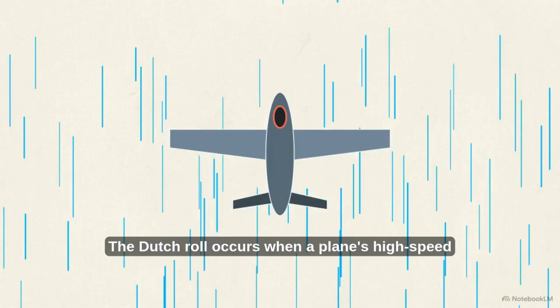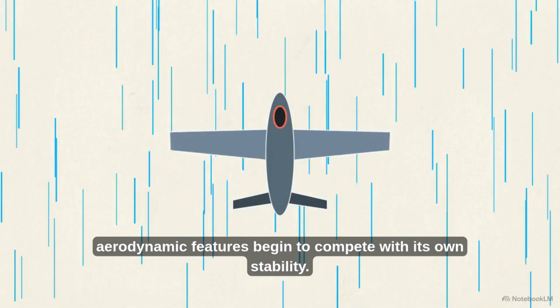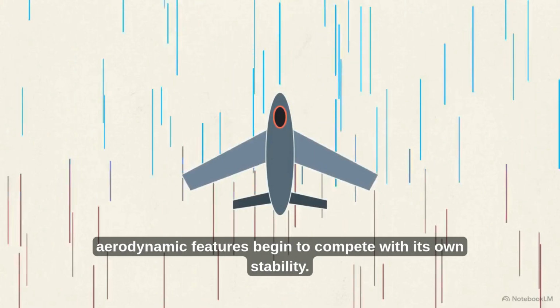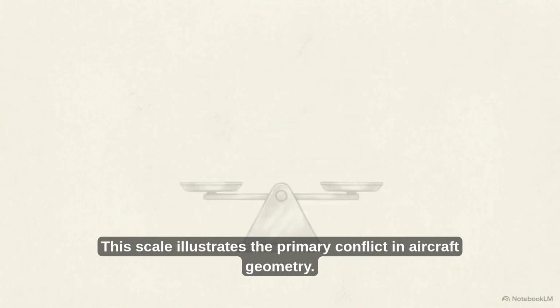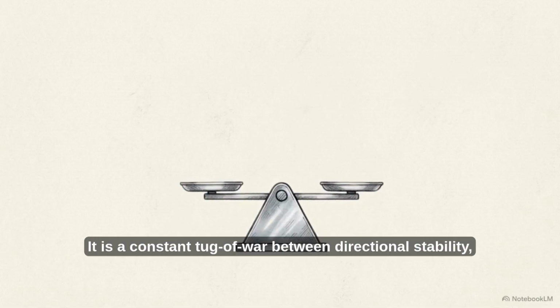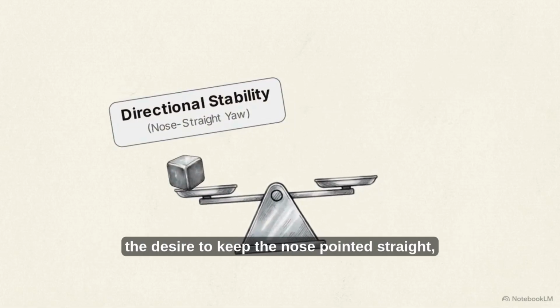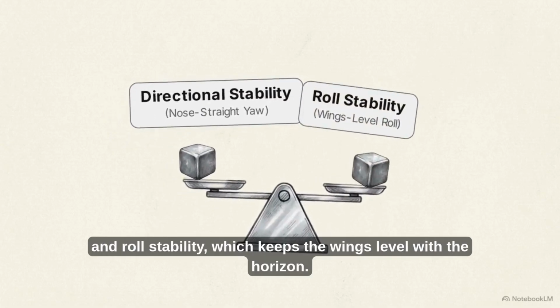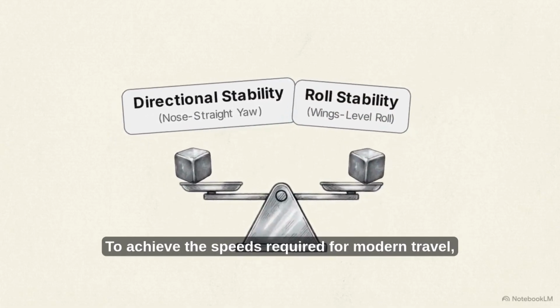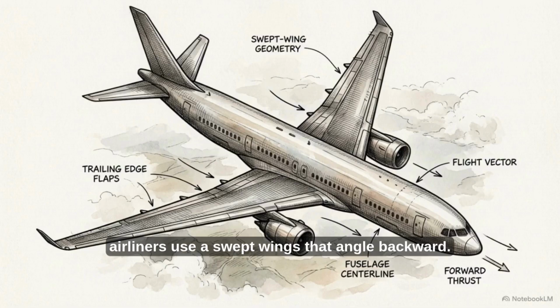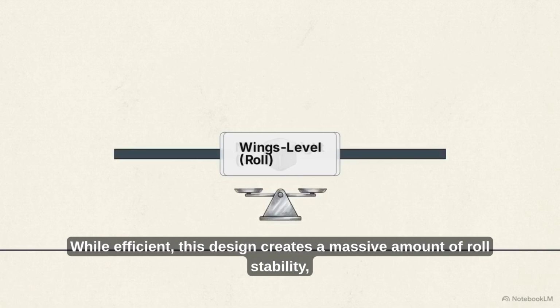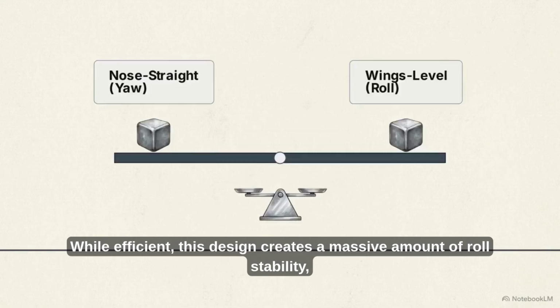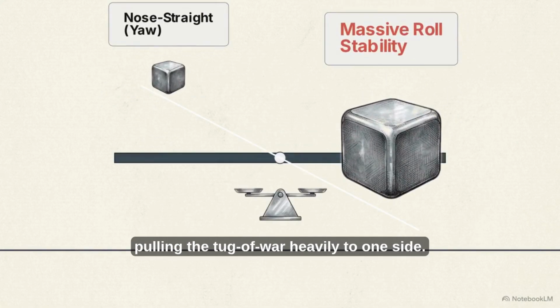The Dutch roll occurs when a plane's high-speed aerodynamic features begin to compete with its own stability. This scale illustrates the primary conflict in aircraft geometry. It is a constant tug-of-war between directional stability, the desire to keep the nose pointed straight, and roll stability, which keeps the wings level with the horizon. To achieve the speeds required for modern travel, airliners use swept wings that angle backward. While efficient, this design creates a massive amount of roll stability, pulling the tug-of-war heavily to one side.